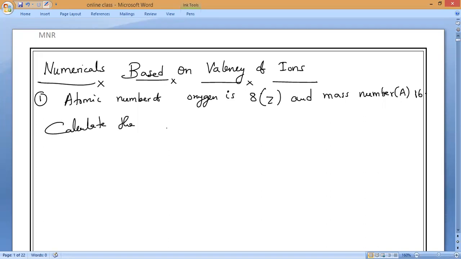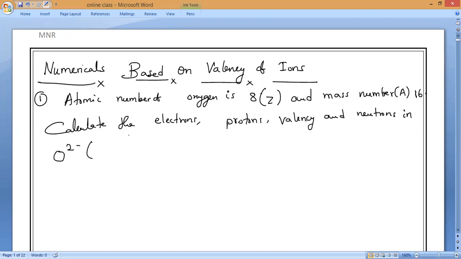Like this, a question will surely be there in our final exam. Calculate the electrons, protons, valency, and neutrons in O2 minus. O2 minus means what ion?